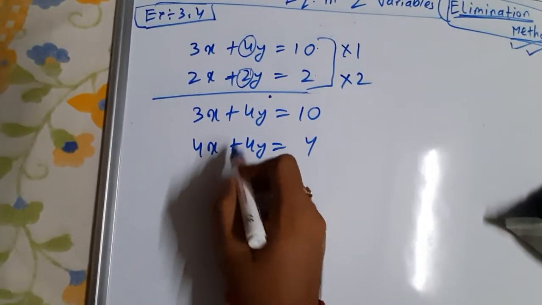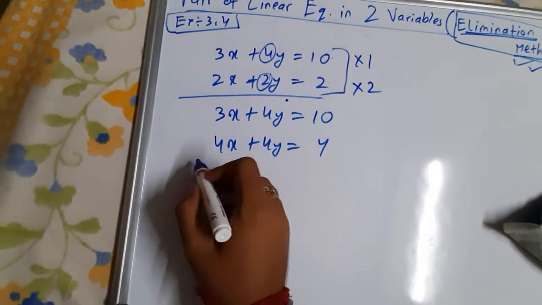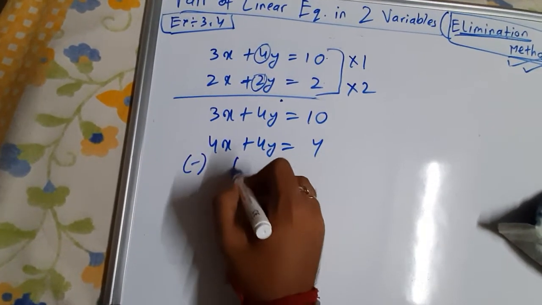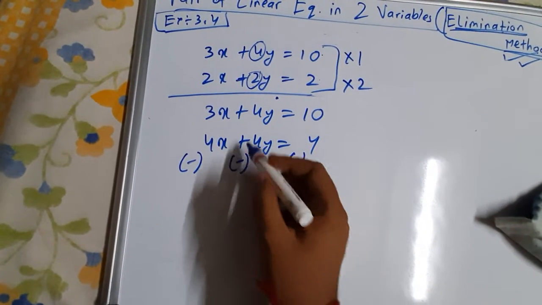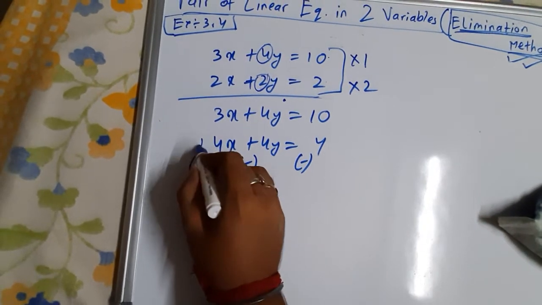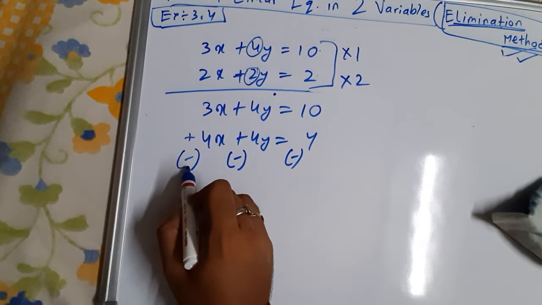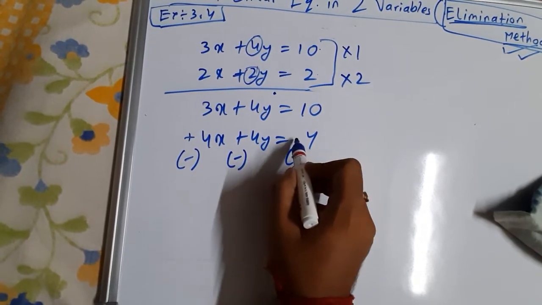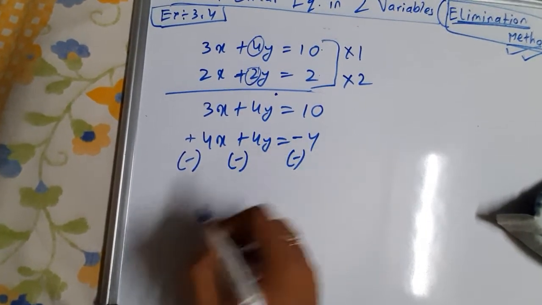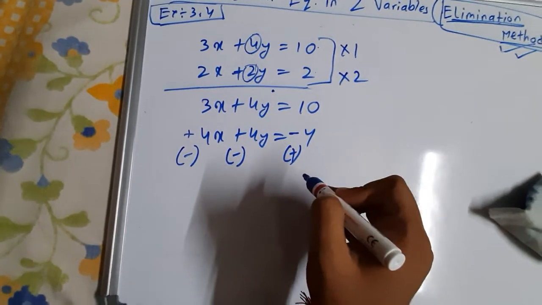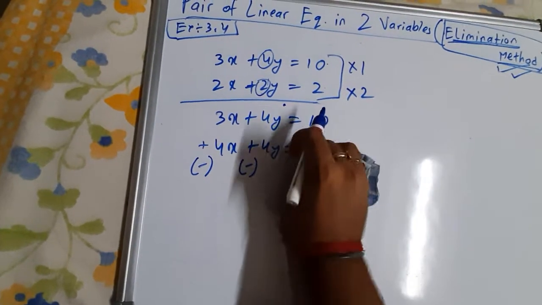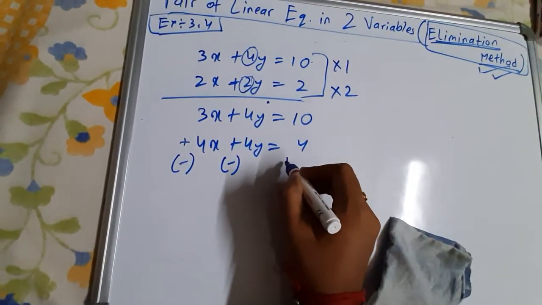So when they have same signs, what we will do is we will subtract the equation. So subtracting means changing all the signs of the lower equation to their opposite signs. If there is plus, it will change to minus. Suppose there was a minus, so it will change to plus. Understood? So it will just change to the opposite sign.